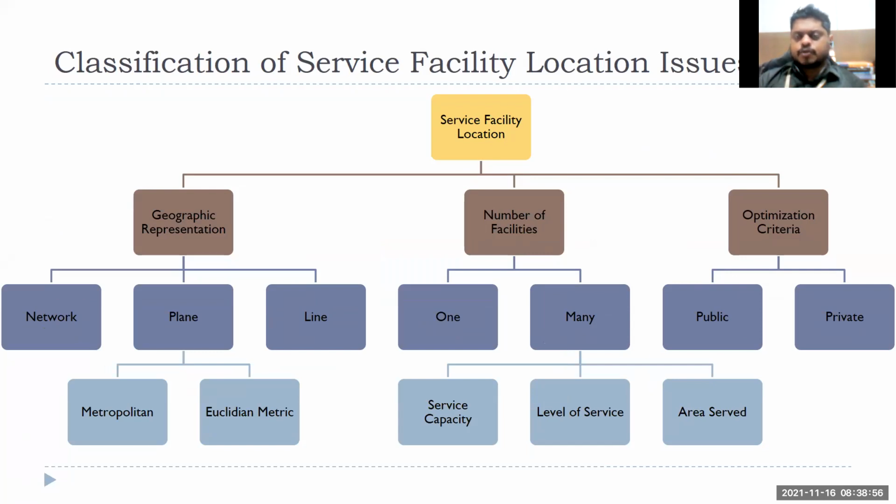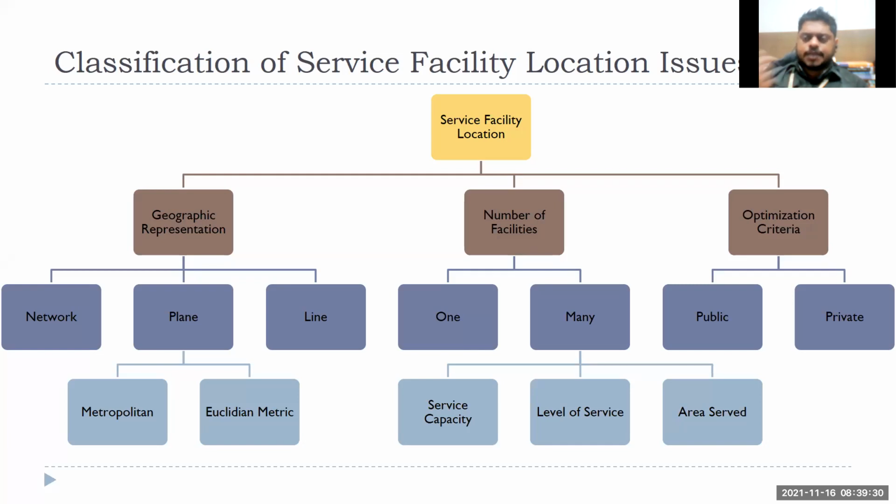Whether it is basically metropolitan. Again, it depends upon how you are putting. Can anybody differentiate between metropolitan and Euclidean metric? What is the difference? So it is a measure of distance. If I want to measure distance between 2 points in a plane, there are two methods which we apply. One is the metropolitan method, another is the Euclidean metric.